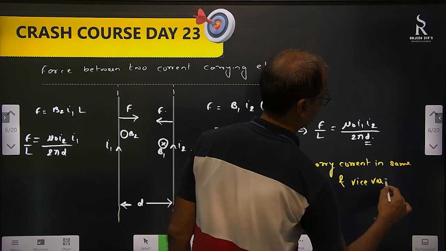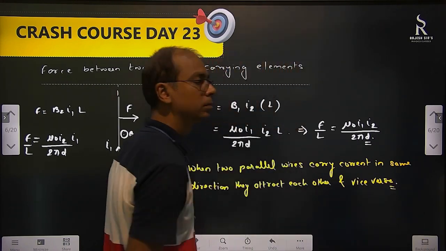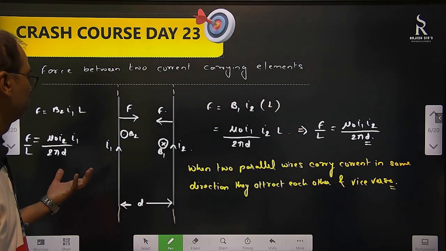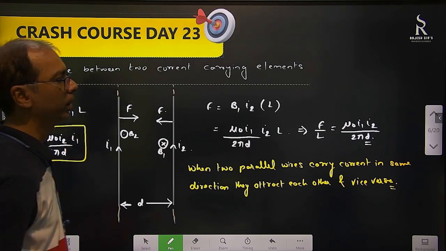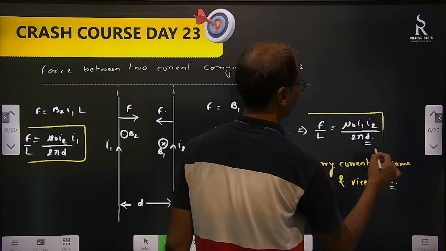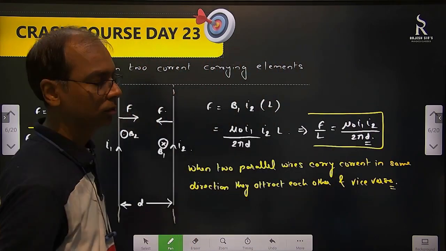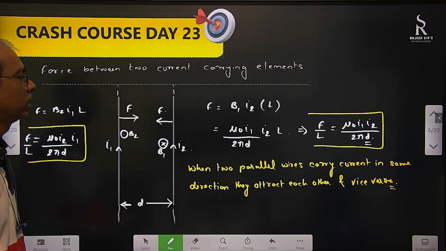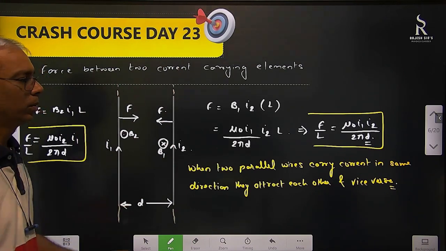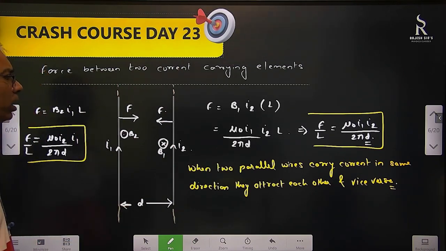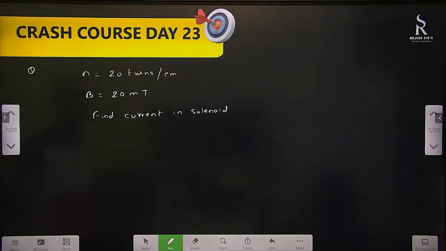So this formula is also important for us. If you remember, good. Force per length is mu naught I1 I2 by 2 pi d. Both have the same value. So no need to worry about what will be the force on this and what will be the force on this. Equal and opposite. Alright. Now let's see, some questions are there.